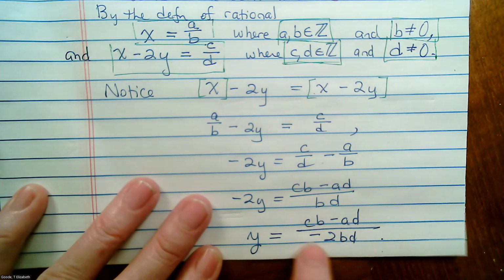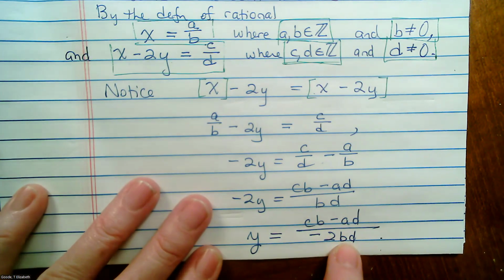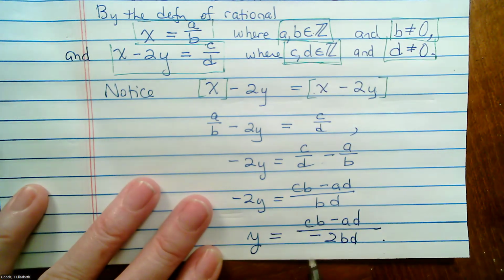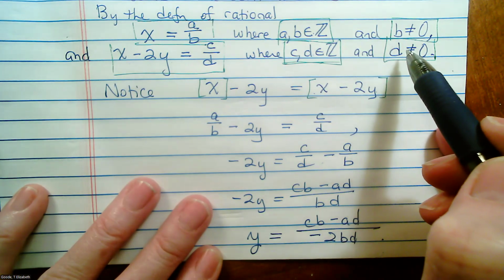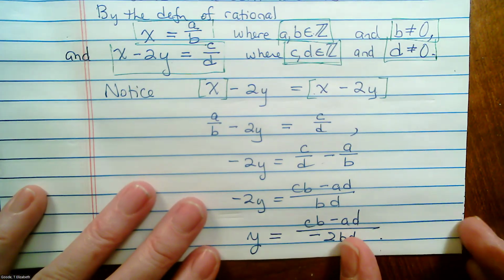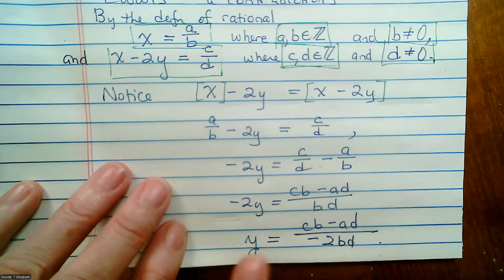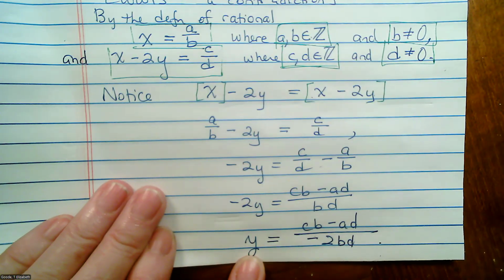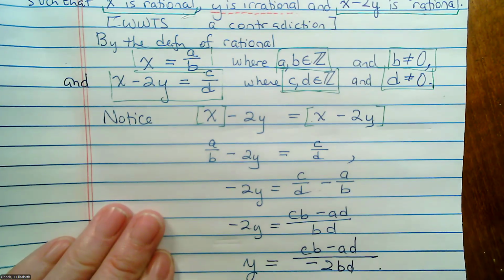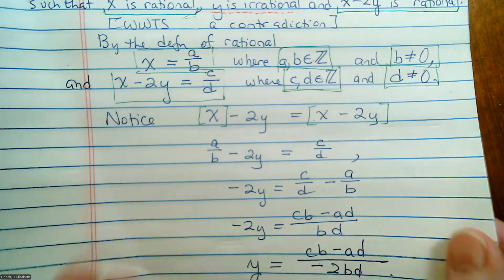And we'll be able to argue that both the numerator and denominator are integers because a, b, c, and d are integers. And we'll be able to argue that -2bd is not 0 because b is not 0 and d is not 0. And of course, -2 isn't 0 either. That way, we're forcing y to be rational, and that's going to contradict our hypothesis that y is irrational. See how it goes?